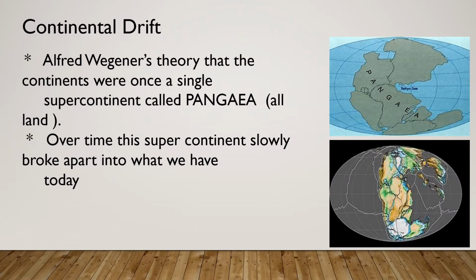Now, let's have a quick review of continental drift. As you can see in the picture, this is how Pangaea looked. Continental drift is Alfred Wegener's theory that the continents were once a single supercontinent called Pangaea, all composed of land. Over time, this supercontinent slowly broke apart into what we have today.